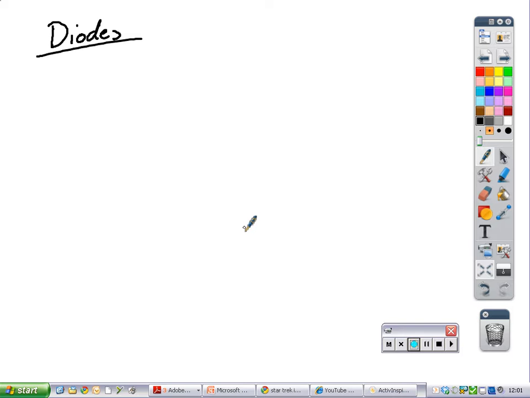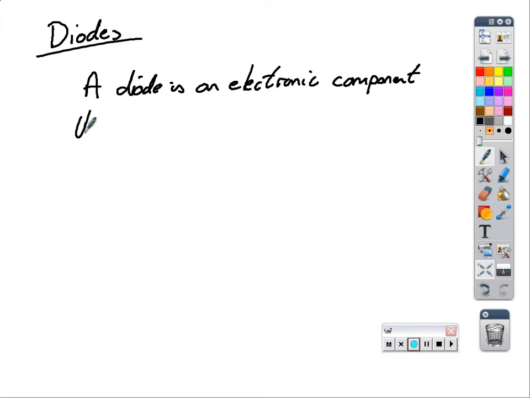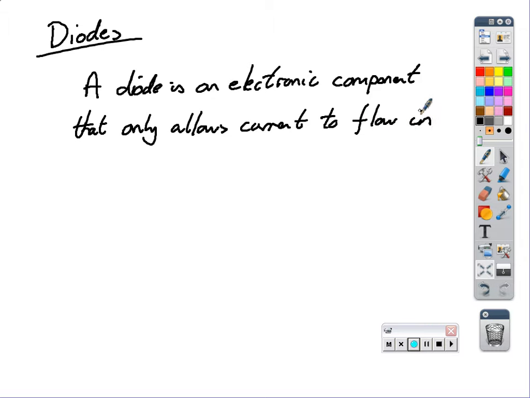Right, what I mean by diodes. First, what we're going to do is look at what I mean by diodes, then we'll go on to light emitting diodes. So a diode is an electronic component that only allows current to flow in one direction.